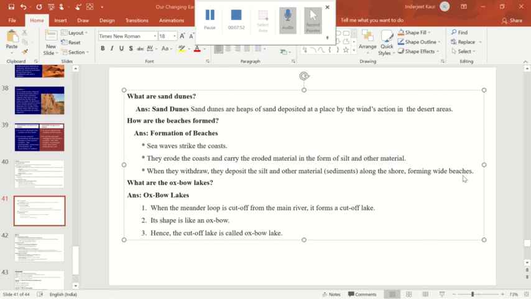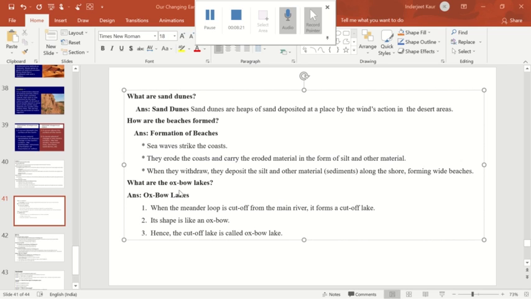This forms the beaches. When the sea waves withdraw from the coast, they deposit the material which they took along from the eroded material, the silt and the other material which they had collected after the erosion. Then they deposit it on the shores. This is how the beaches are formed.